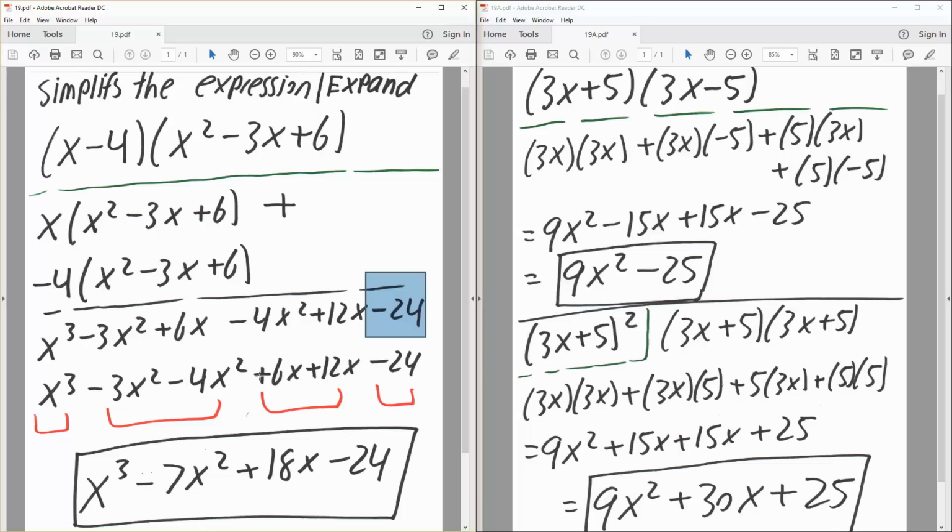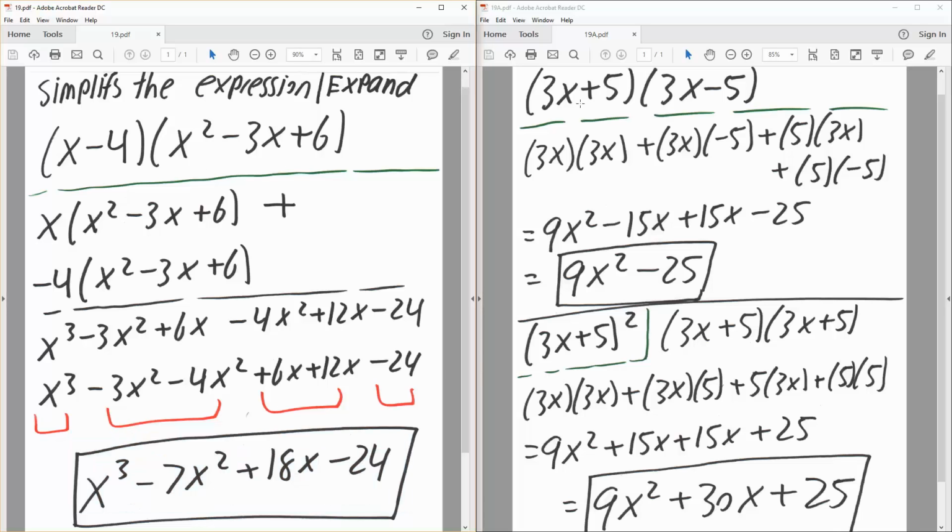And now we simply add everything up. So x cubed minus 3 minus 4 is minus 7x squared. 6 plus 12 is plus 18x minus 24. And this right here would be the final answer for this.